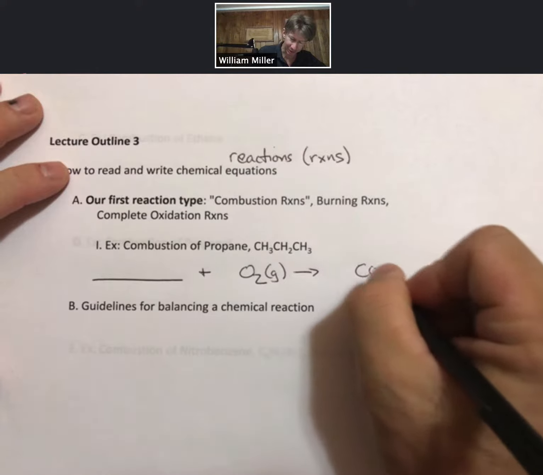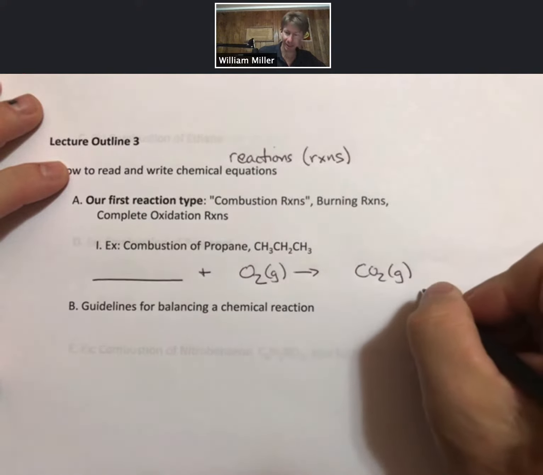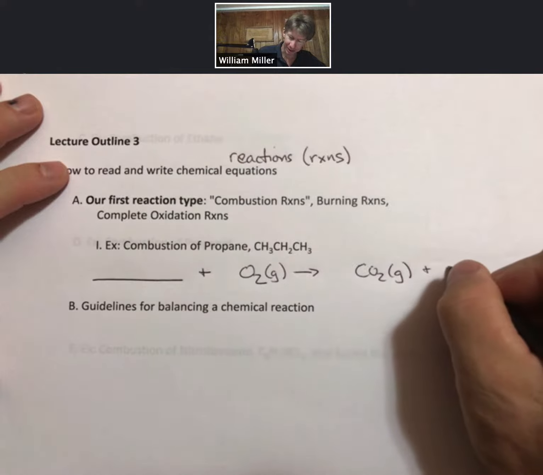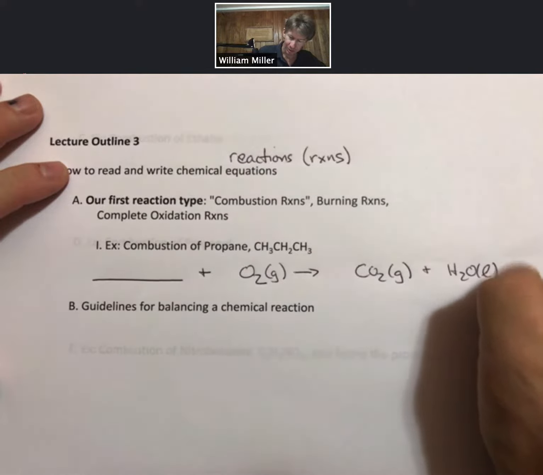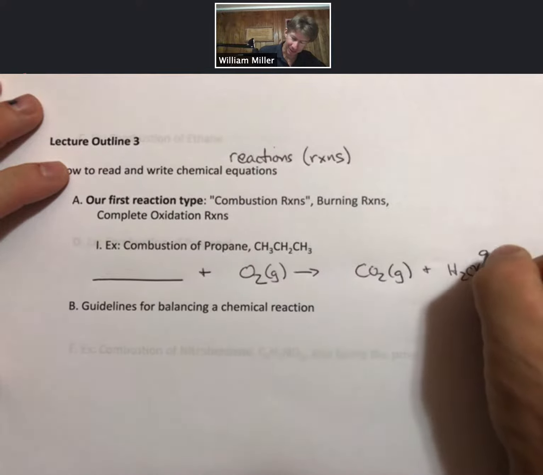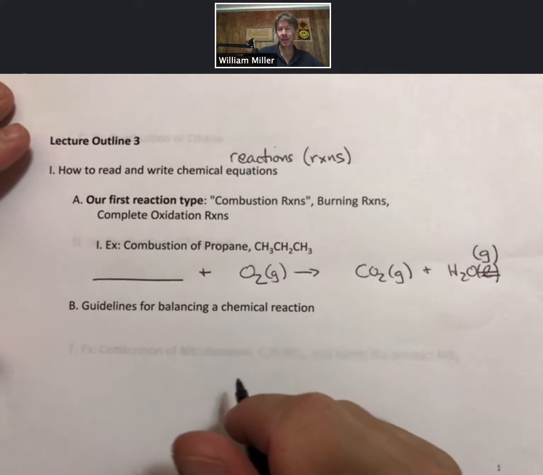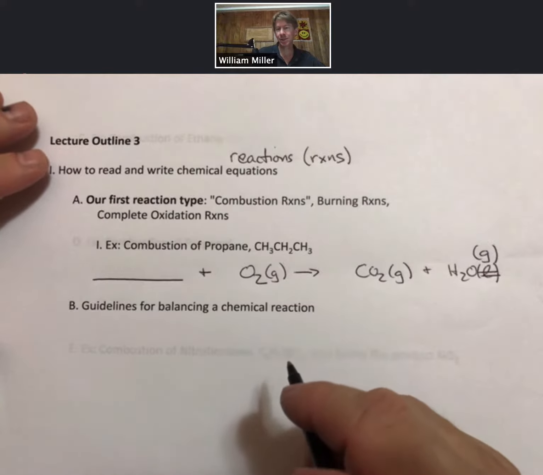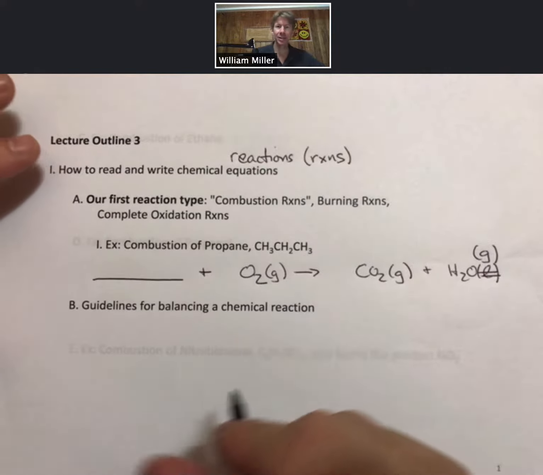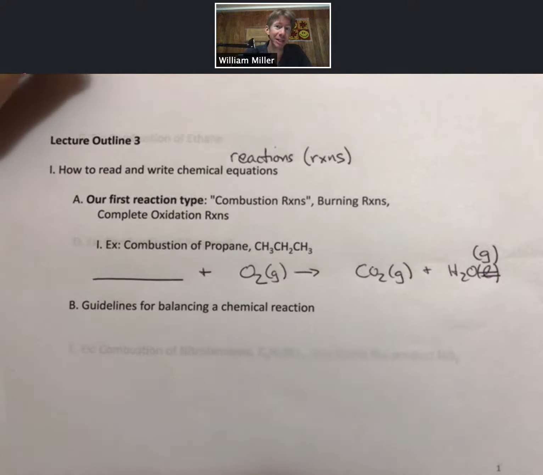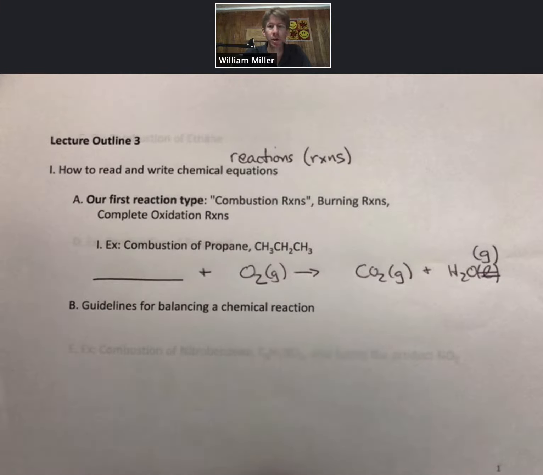The products are going to be CO2, carbon dioxide, and H2O, which is water, and actually, it won't be water this time, so I've scribbled out the L for liquid, and I've put gas there. The reason I put gas there is because this will happen typically at high temperatures, high enough that H2O will be water vapor, or H2O gas.